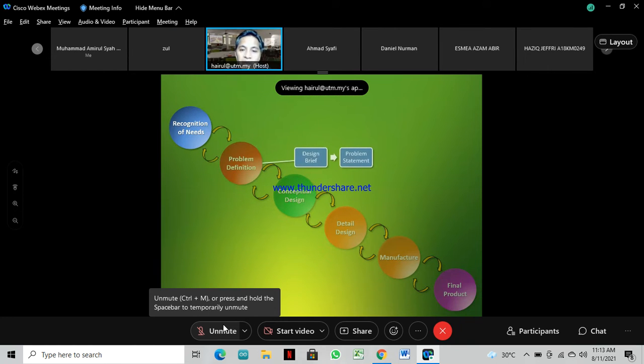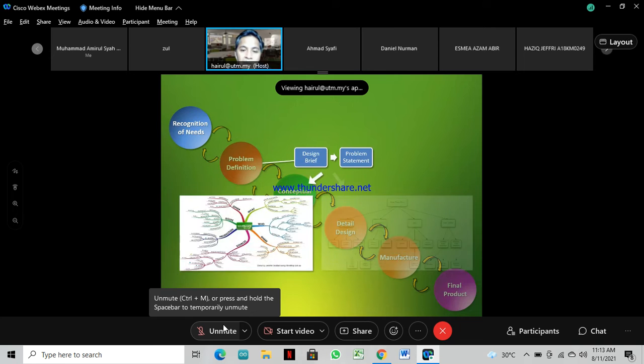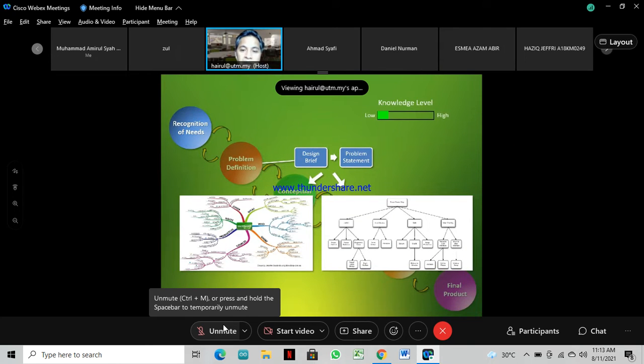Alright, you have done the design brief and problem statement. Then you can do the mind mapping or objective tree, then build your knowledge level based on your mind map and objective tree. The more detailed your mind map, with a lot of branches, the better. I hope you have done this. I cannot monitor you, but this should already be done. The more detailed your objective tree or mind map, the more issues you can see, and it gives you a lot of direction for searching information.